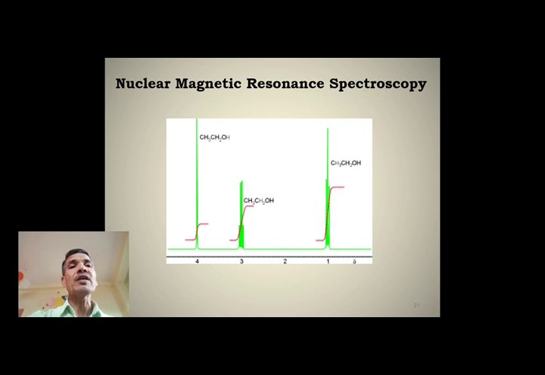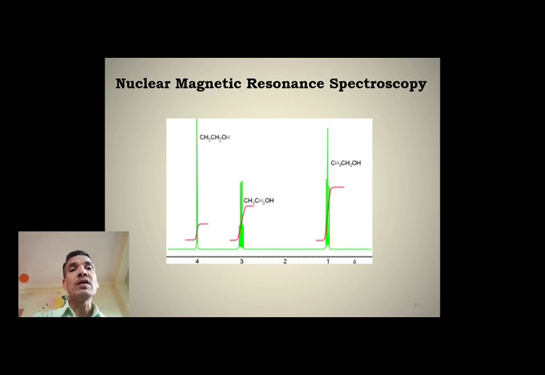Nuclear magnetic resonance spectroscopy gives us the signal for each kind of proton. For example, ethanol possesses a total of 6 hydrogen atoms. The molecular formula of ethanol is C2H6O. But all these 6 hydrogen atoms are not equivalent. Chemically, they differ from each other.